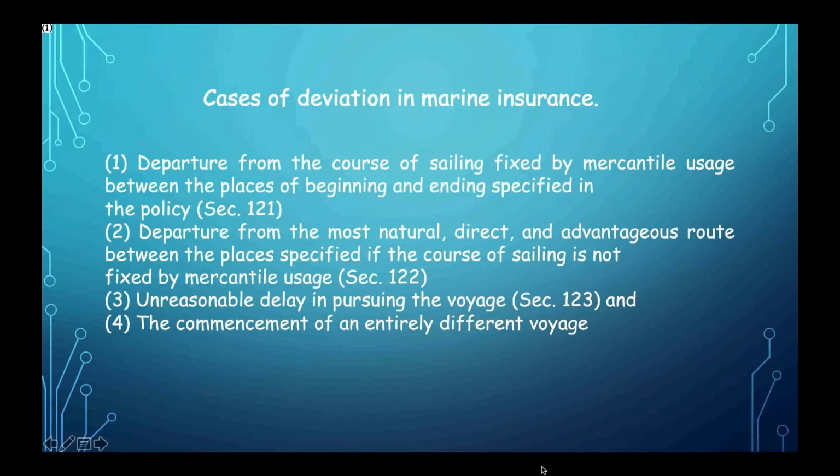These are cases of deviation in marine insurance. 1. Departure from the course of sailing fixed by mercantile usage between the places of beginning and ending specified in the policy. 2. Departure from the most natural, direct, and advantageous route between the places specified if the course of sailing is not fixed by mercantile usage. 3. Unreasonable delay in pursuing the voyage. And 4th, the commencement of an entirely different voyage.